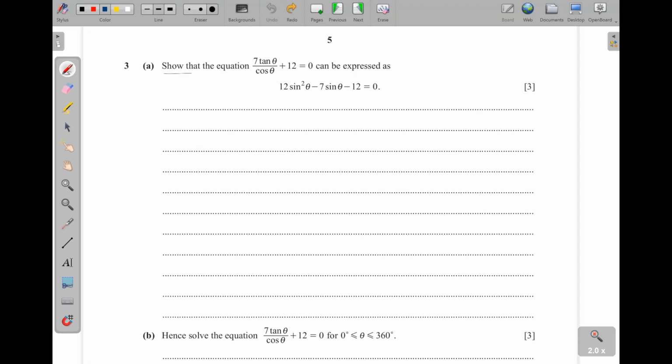Question 3, show that the equation 7 tan theta over cosine of theta plus 12 is equal to 0 can be expressed as 12 sine squared theta minus 7 sine theta minus 12 is equal to 0. This is a quadratic in sine theta. Okay, now using the trigonometric identities, we are not seeing any cosine and tan here, so express tan in terms of sine.